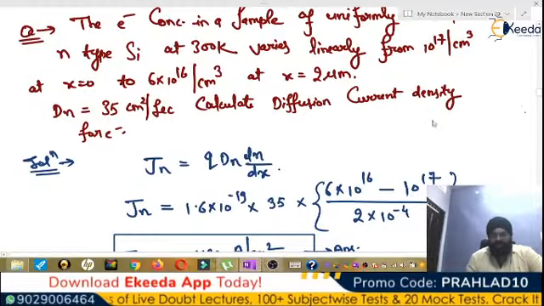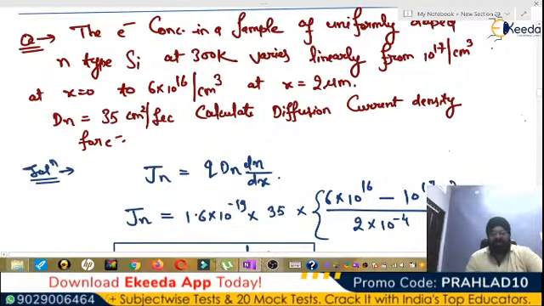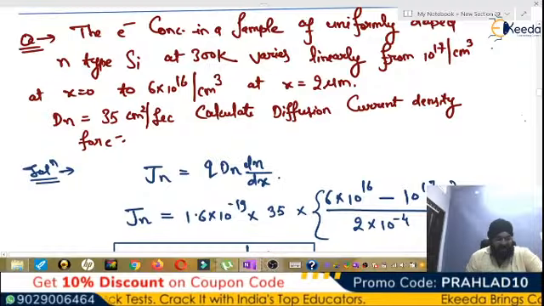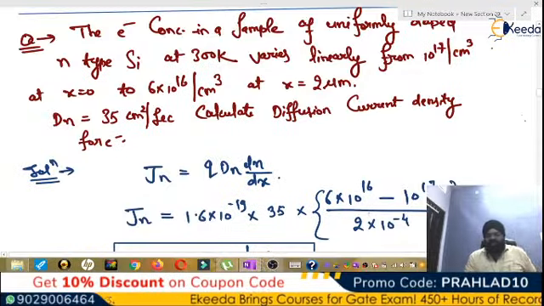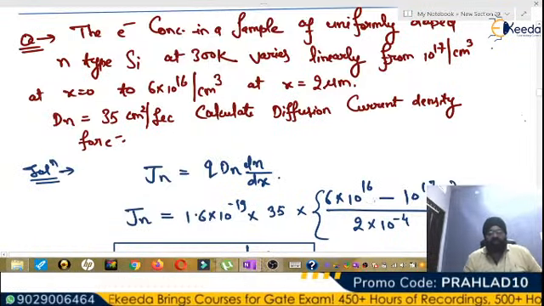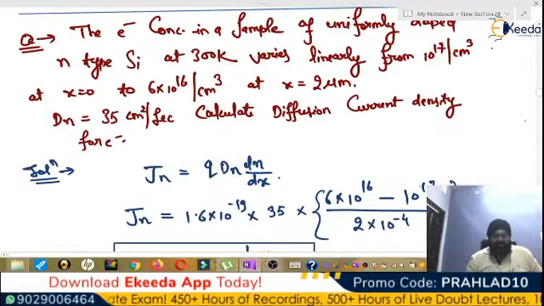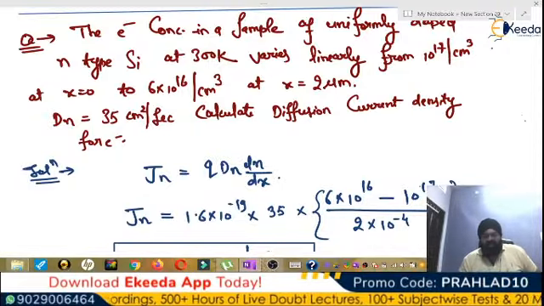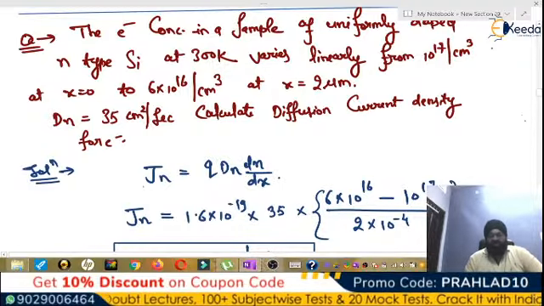Okay, and the next question is, the electron concentration of uniformly doped n-type semiconductor at 300 Kelvin varies linearly from 10 to the power 17 per centimeter cube at x is equal to 0 to 6 into 10 raised to power 16 per centimeter cube at x is equal to 2 micrometer. Dn, which is a diffusion constant, is 35 centimeter square per second. Then calculate diffusion current density for electrons.